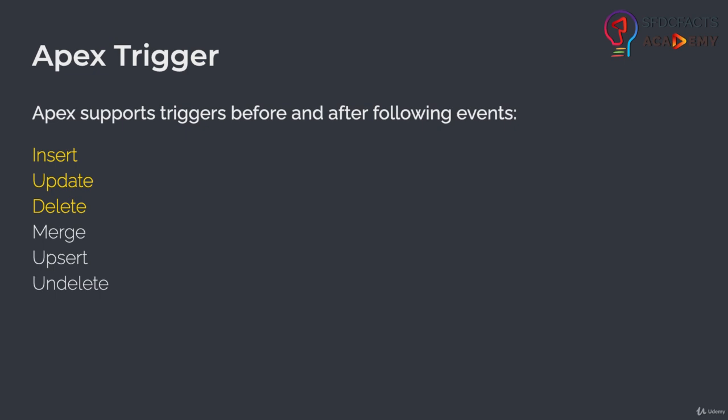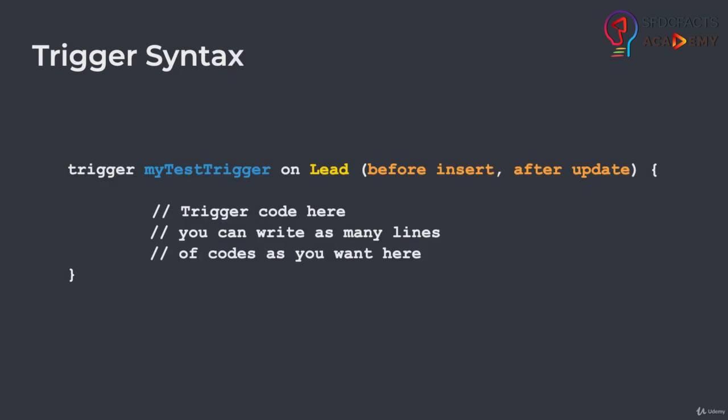Now let's take a look at a general Apex trigger syntax. This is how a general trigger in Apex looks. You define your trigger with the help of the trigger keyword. After that, you name your trigger. In our case, we named our trigger MyTestTrigger. Then you use the keyword on, and after that you define the sObject type. In our case, I have used the Lead sObject.